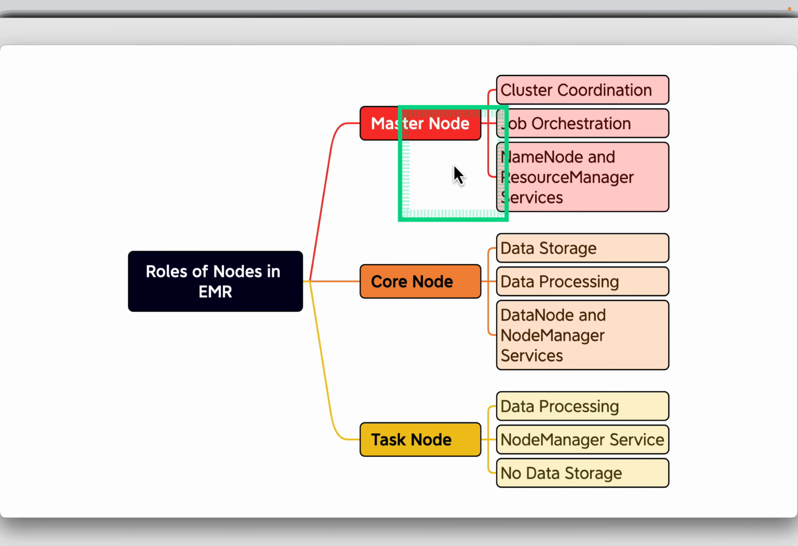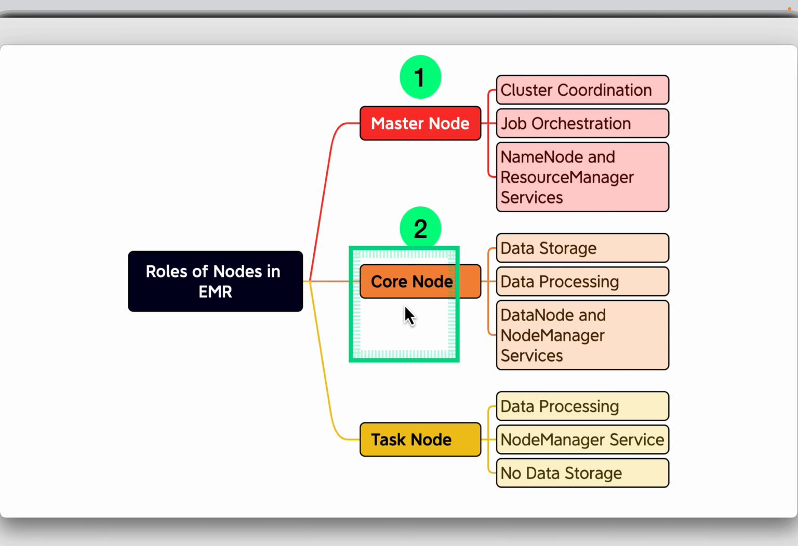So now we'll just go a bit deeper into the types of nodes or the roles of nodes in EMR. First one is master node. The master node in an EMR cluster is responsible for managing the overall cluster coordination and job orchestration. It runs the name node service for the HDFS and resource manager service for the Yarn. The master node ensures that jobs are scheduled appropriately and that resources are allocated effectively.